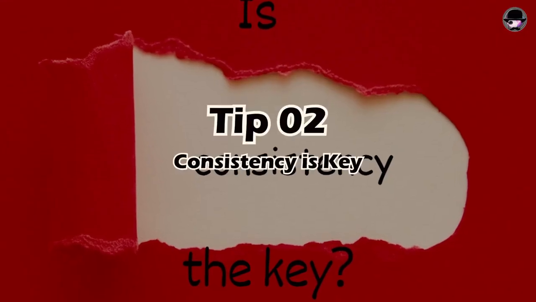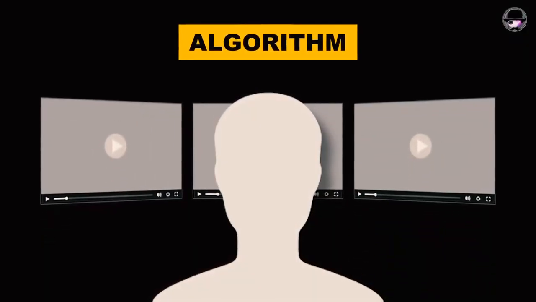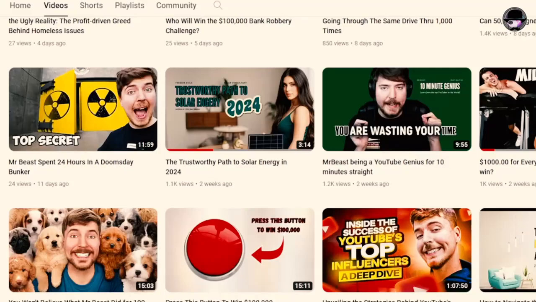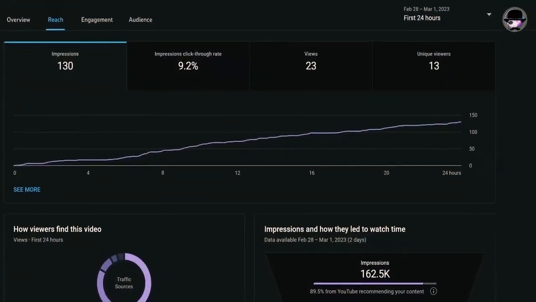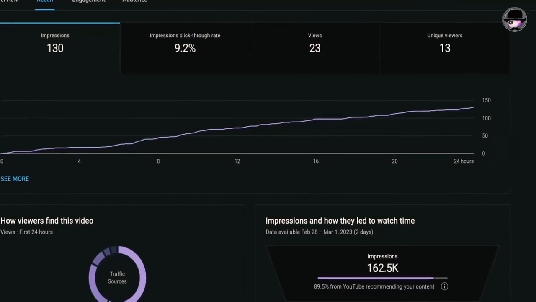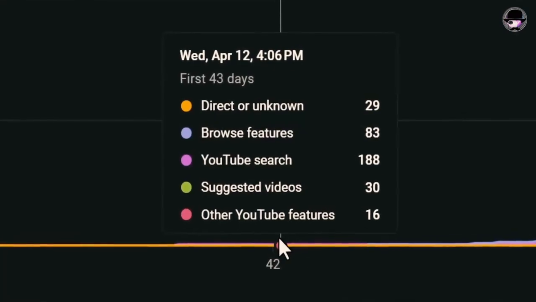Tip 2. Consistency is key. Consistency speaks volumes to the algorithm. Regular uploads not only keep your audience engaged, but also signal to the algorithm that your channel is active and reliable. What doesn't work? An inconsistent posting schedule can lead to decreased visibility and lower favor with the algorithm.